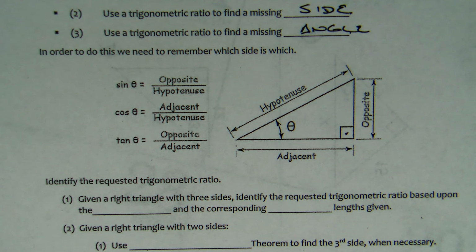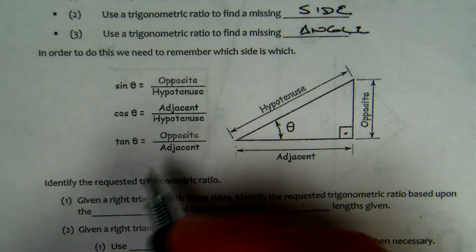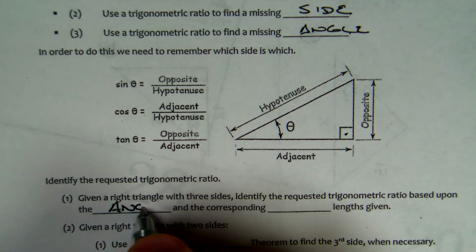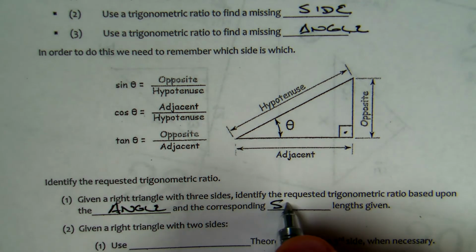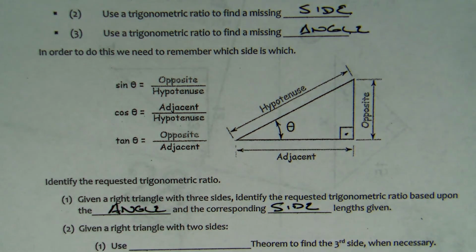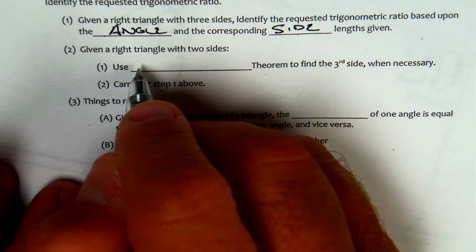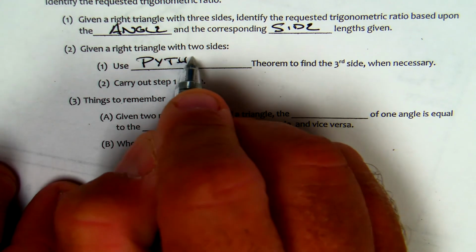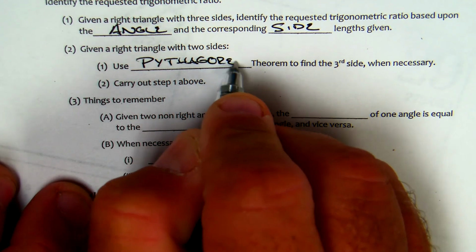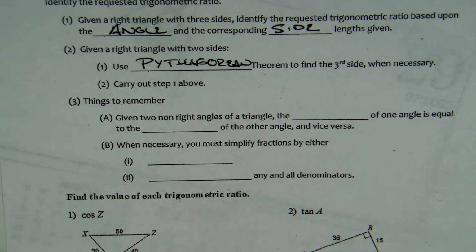Now, when they ask you to identify the requested trigonometric ratio, given a right triangle with three sides, identify the requested trigonometric ratio based upon the angle they give you and the corresponding side lengths given. That will hopefully be pretty straightforward for you. When they give you two sides, and that'll be the second part of this section, we're going to use good old Pythagorean theorem to find the third side when necessary, and then from there we carry out step one above.